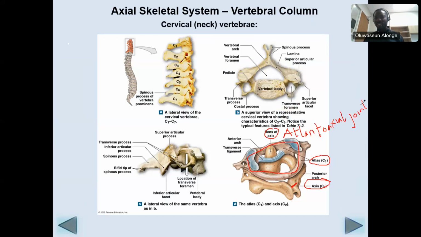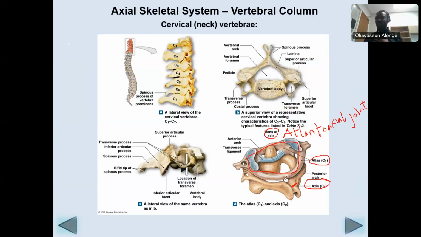Now, this joint that forms between C1 and C2, the first cervical and the second cervical, is the joint responsible for this movement, the lateral rotation of your head.